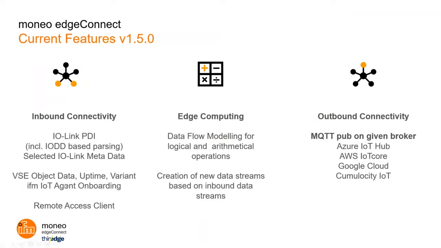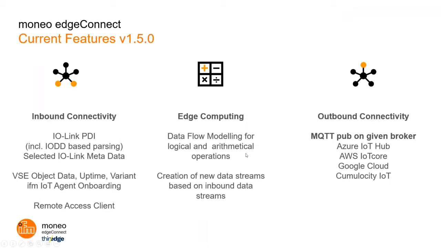What are the current features? I already said that we have some inbound connectivity for I/O-Link masters, in particular the IFM I/O-Link masters, but also smart devices for vibration analysis, which is the VSE, for particular use cases. The VSE actually just consumes data coming from four sensors, 40,000 values per second each, and reduces it to mechanical KPIs to get an idea of what's going on with the mechanical rotating equipment in general. And it also has a remote access client.